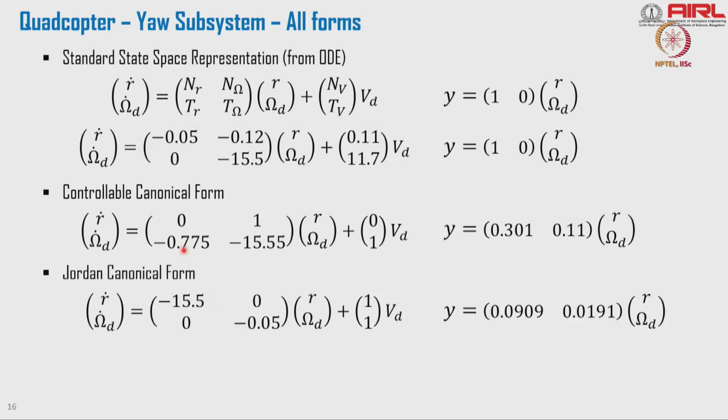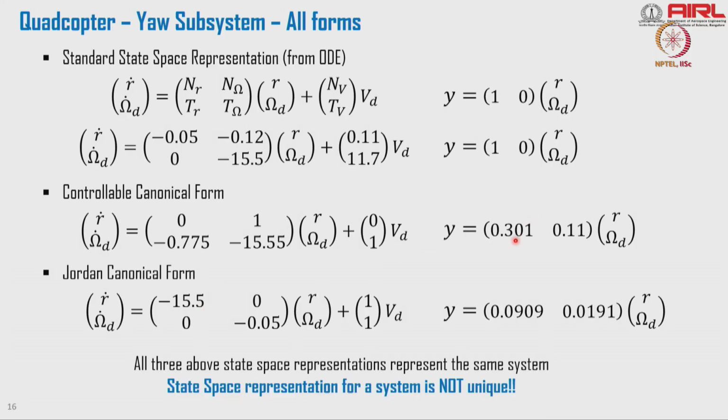All these three forms represent the same yaw subsystem. So what does it mean? State space representation is not unique. You can transform the state space representation from one form to another. You need to know how to do the transformation if somebody has given in this form to controllable form or Jordan canonical form, right? Okay.